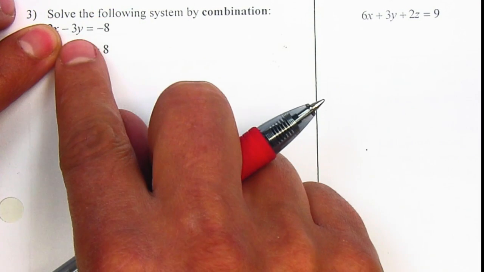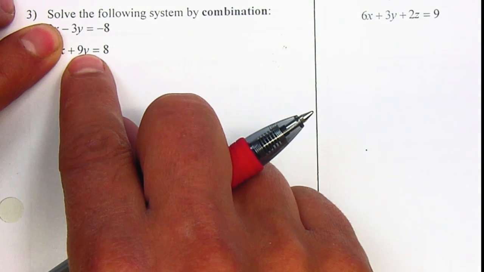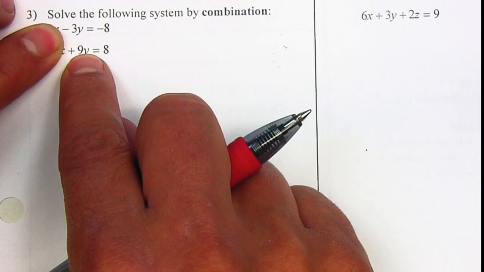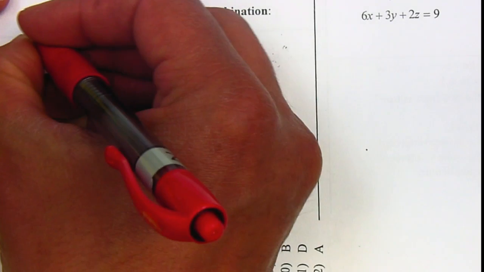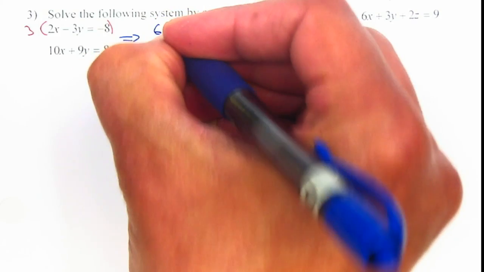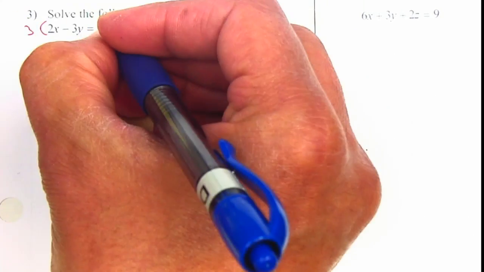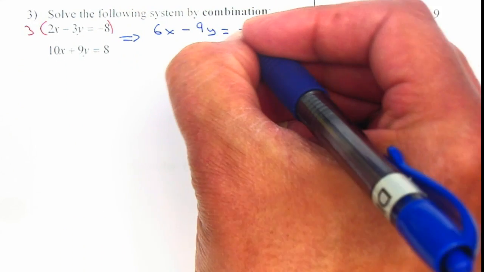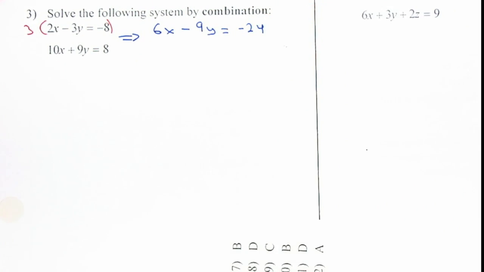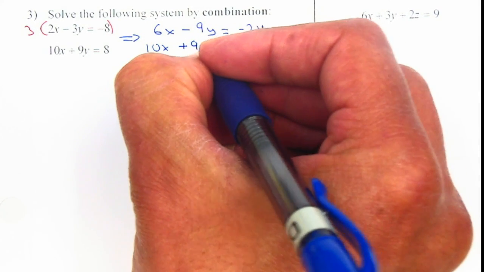In this case, I think it'll be easier to cancel the y's if we can just multiply this by 3 to make it a -9, and that will cancel with the 9y. So I'll multiply by 3. The top equation becomes 6x minus 9y. Don't forget to multiply the last number. Is equal to -24. The bottom equation will be 10x plus 9y is equal to 8. The bottom equation will remain the same.